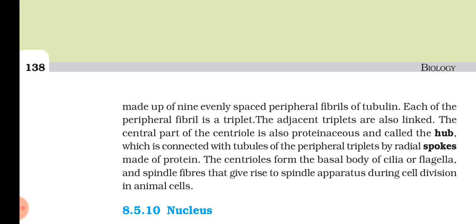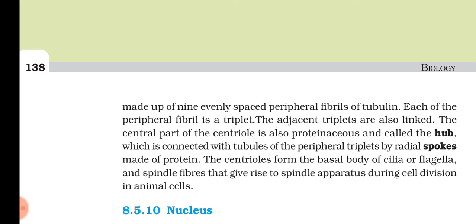And spindle fibers, have you heard about spindle fibers? These are the structures which appear just before the cell division. During cell division, especially in animal cells, the spindle fibers originate from the centrosome, and they get attached to the chromosome. So that we will study in the next chapter when we study cell division. Understood? And the spindle fibers help in the cell division. So spindle fibers, cilia, flagella, etc. are originating from the centriole.